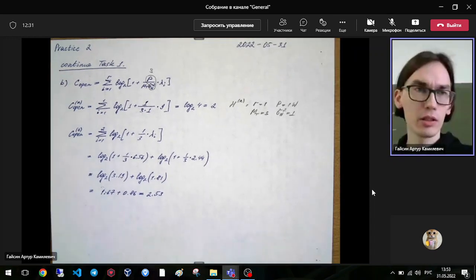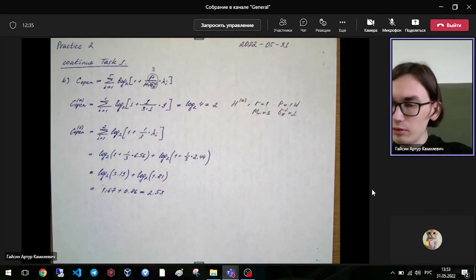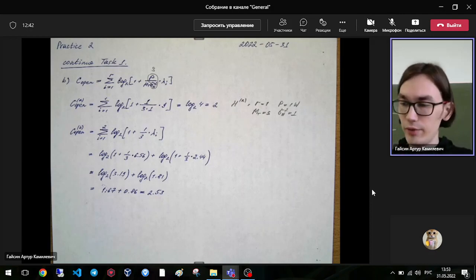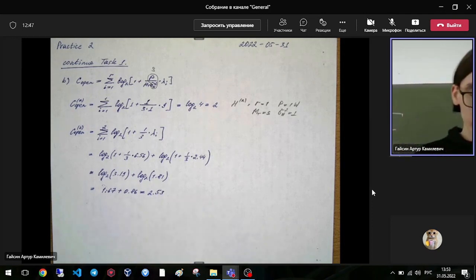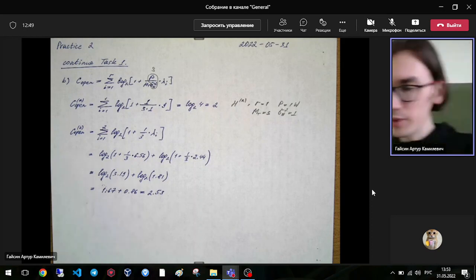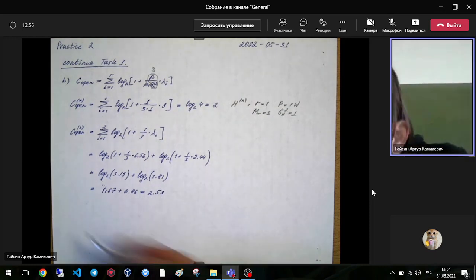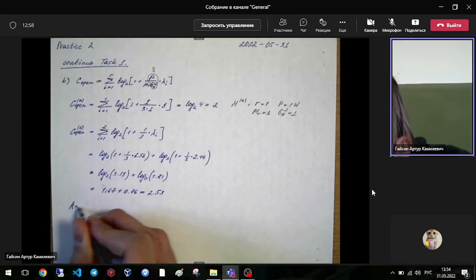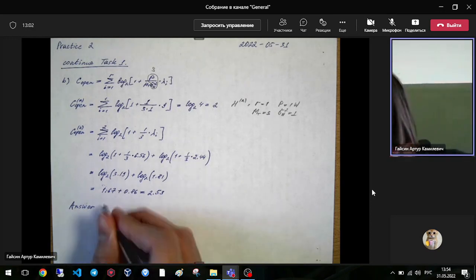So you can see that for the second channel, the open loop capacity is bigger, by 0.53. And maybe let's write it as before, something like answer for B, the answer for this subtask B.